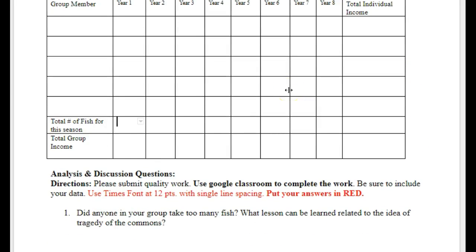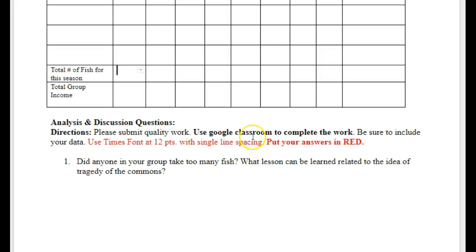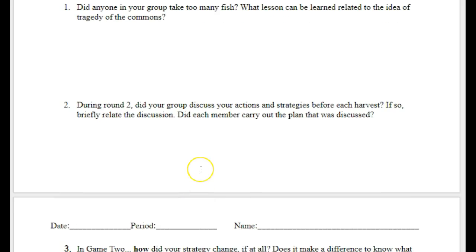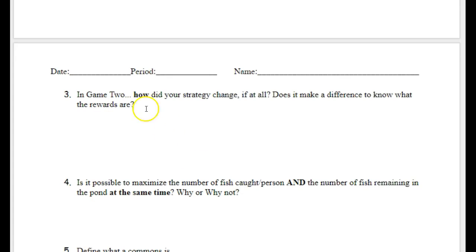Now this is on Google Classroom, so you need to log in. Please make sure all your answers are in red with 12-point font. Don't change it to a weird script or whatever. The first couple of questions are pretty straightforward and shouldn't take you too much time. If you could do me a favor and go ahead and cross this one out, because we didn't end up doing a variation on this. So I'm going to go ahead and just strike that through.